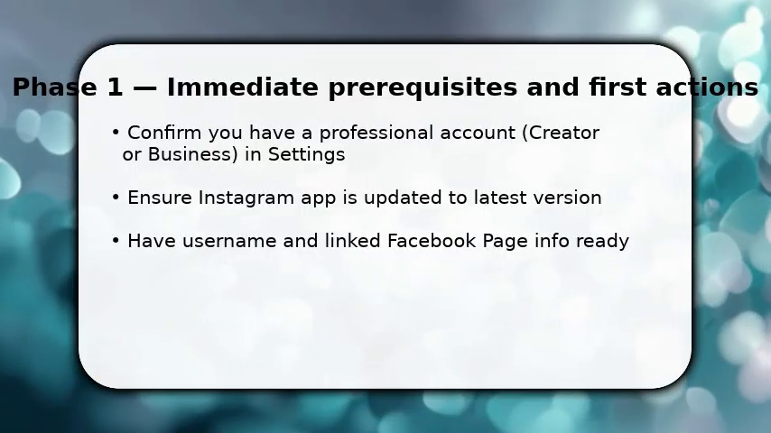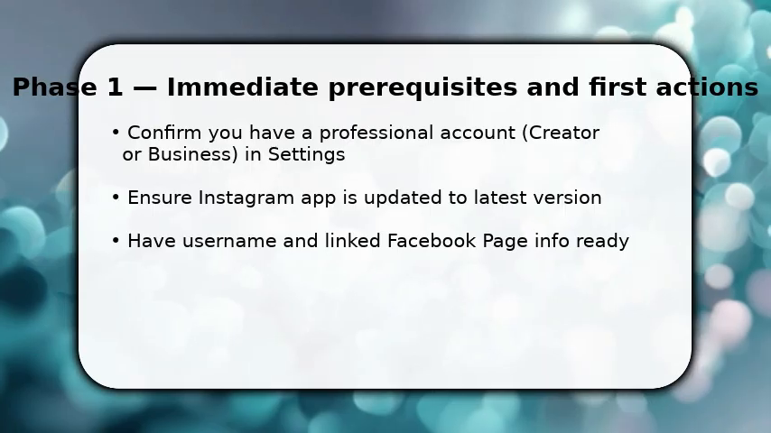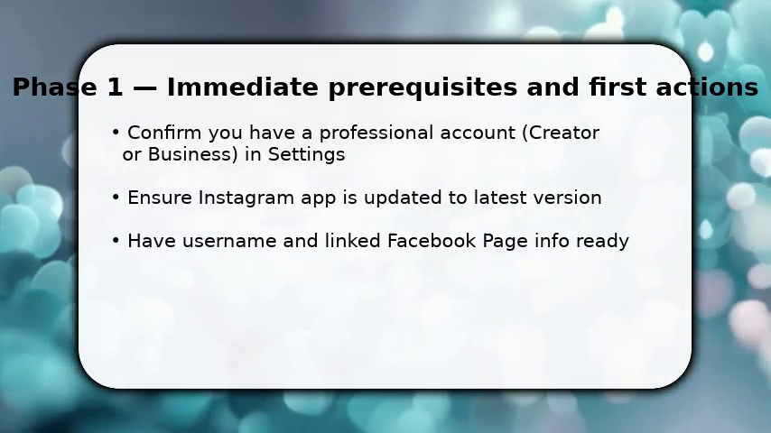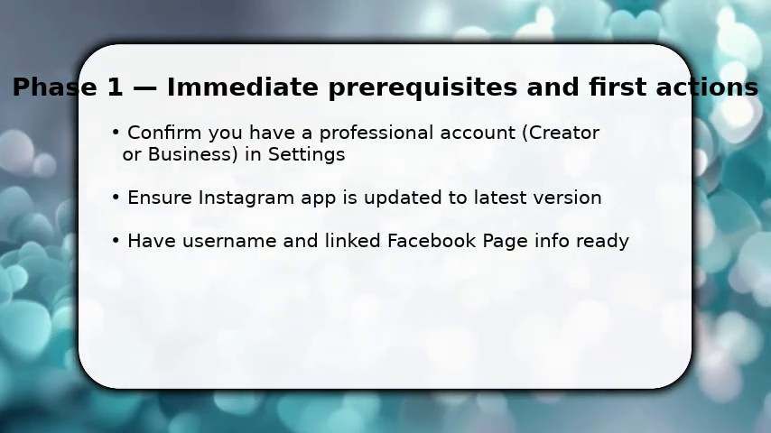You start by confirming eligibility. You must be on a creator or business account to see professional dashboard options. Once done, open the Instagram app and tap your profile. Make sure the app is updated to avoid missing menus.